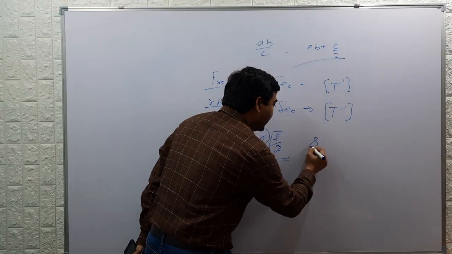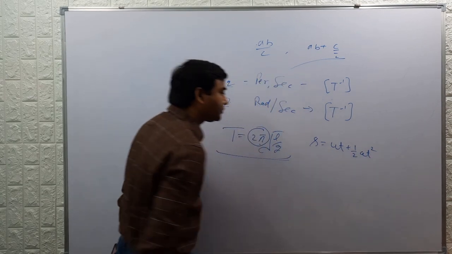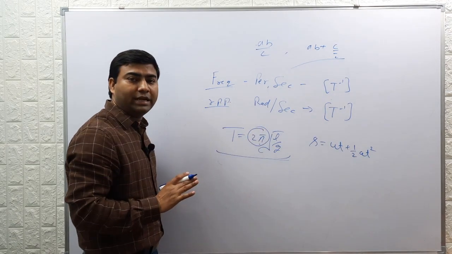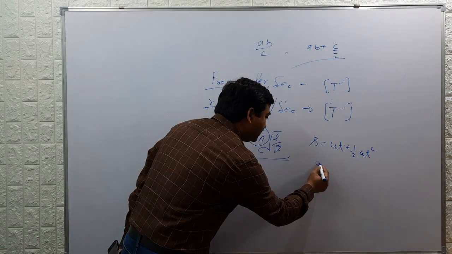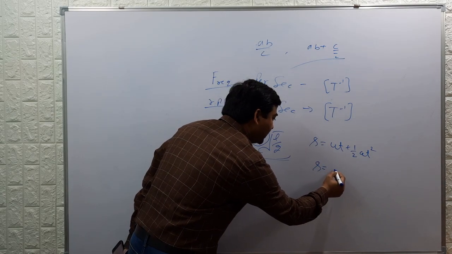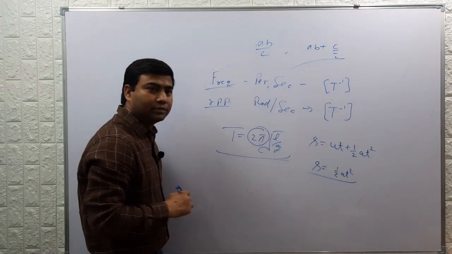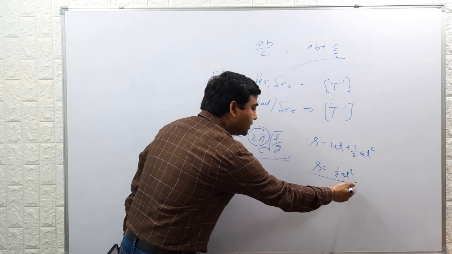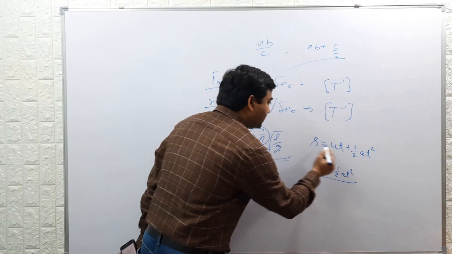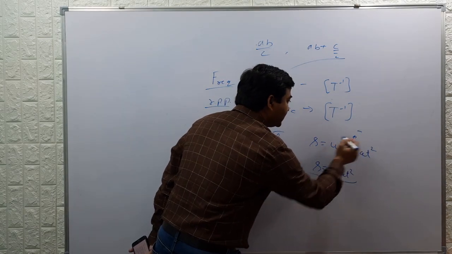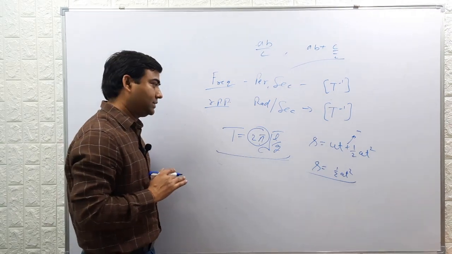For example, an equation like s is equal to ut plus half at square, this we cannot derive by dimensional analysis. By dimensional analysis we can only derive equations like s is equal to half at square, which are only multiplication or division type expressions. Only those can be derived. But where we are using plus or minus, those types of equations cannot be derived based on dimensional analysis.